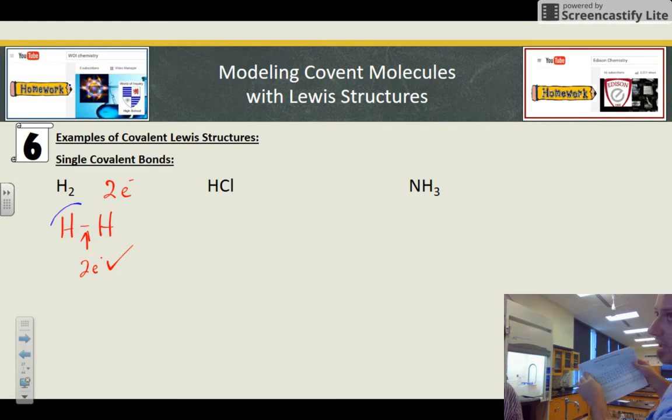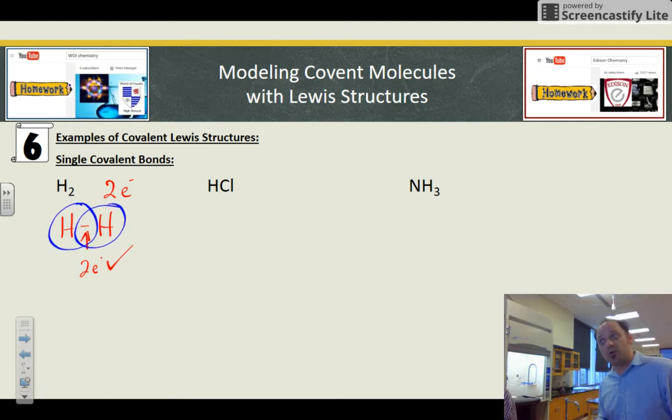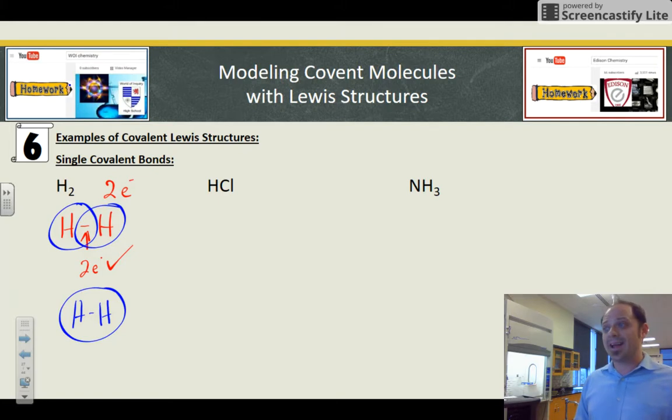Hydrogen has 1 valence electron. So there we go. We check for duets in the case of hydrogen. Each hydrogen atom is in contact with that solid line, so each hydrogen atom has 2 electrons around it. It's happy. The next example, HCl.